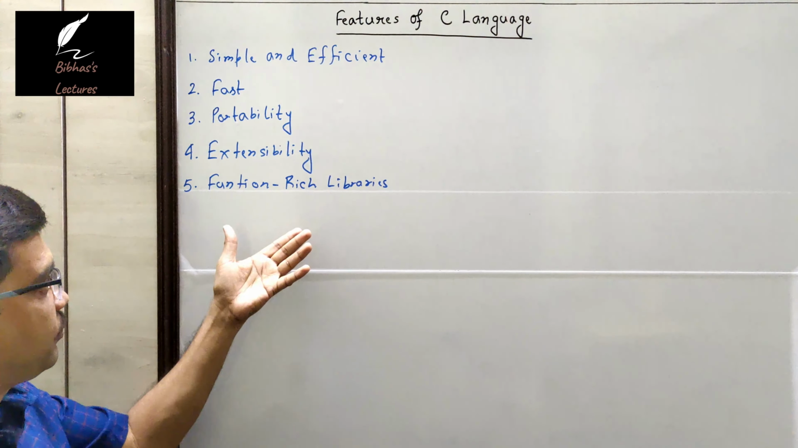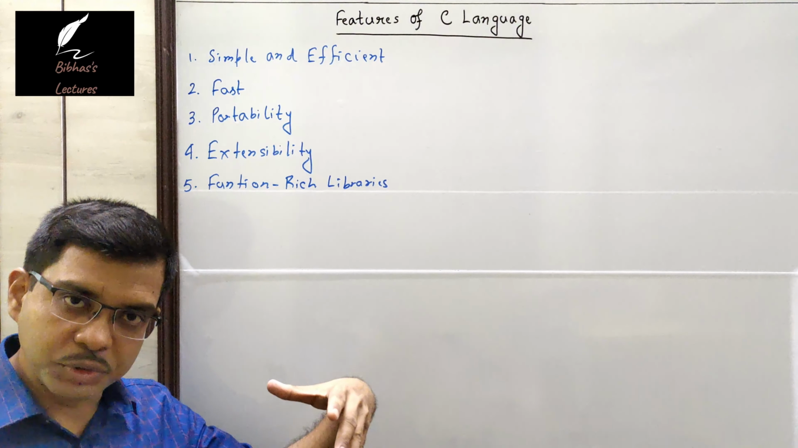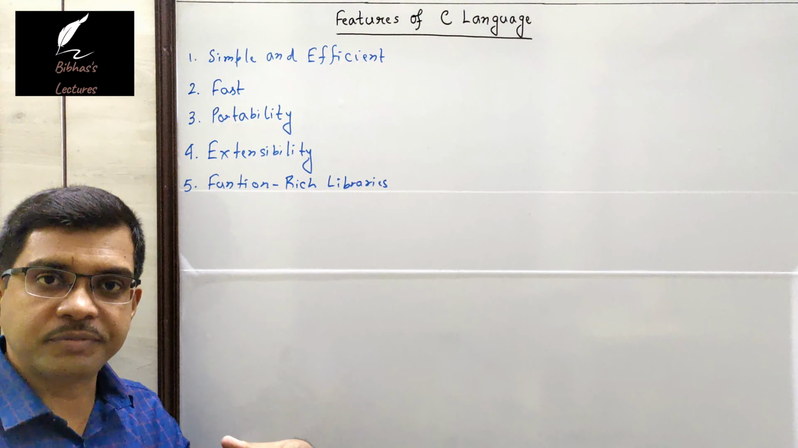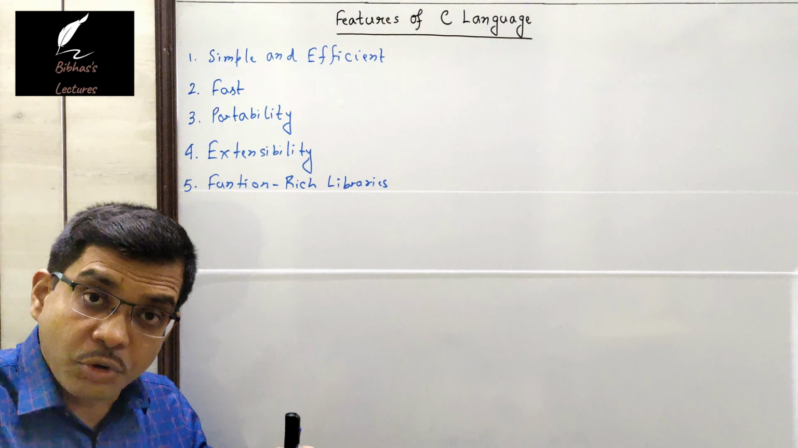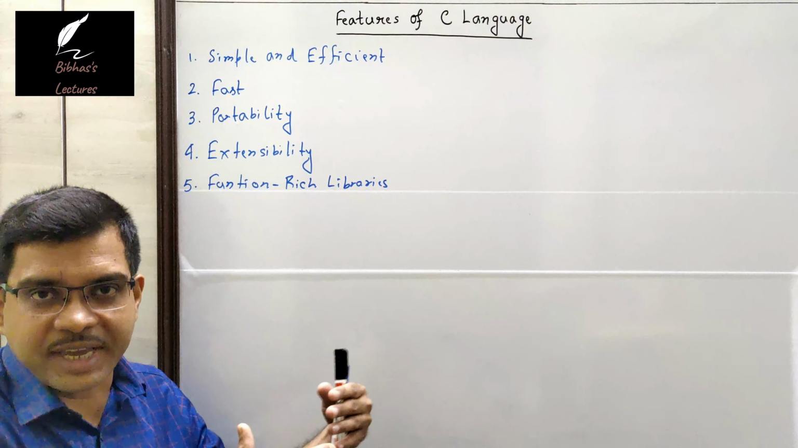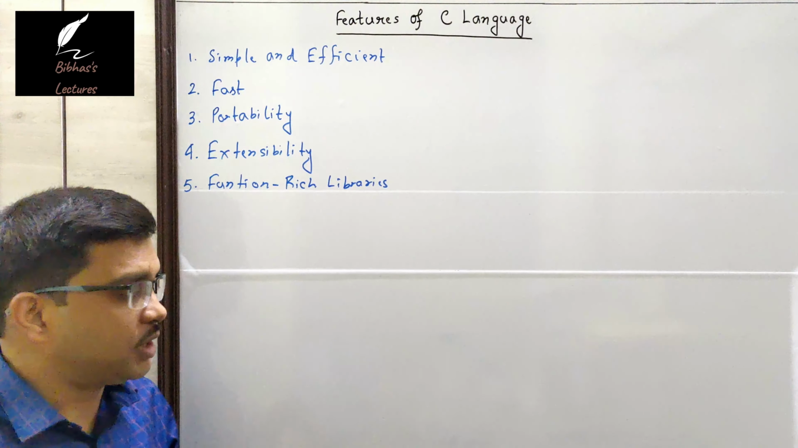There are two types of functions available in C language. One is the user defined function, another is the system defined function or built-in function. System defined functions are those that have already been defined by the system. These are called built-in functions. For example, scanf, printf. These are the built-in functions.